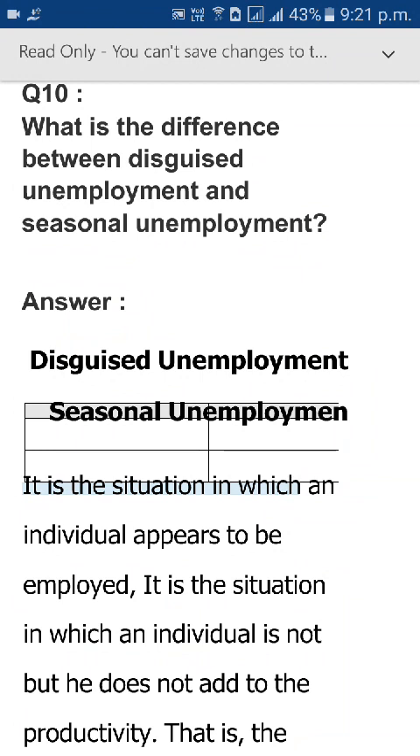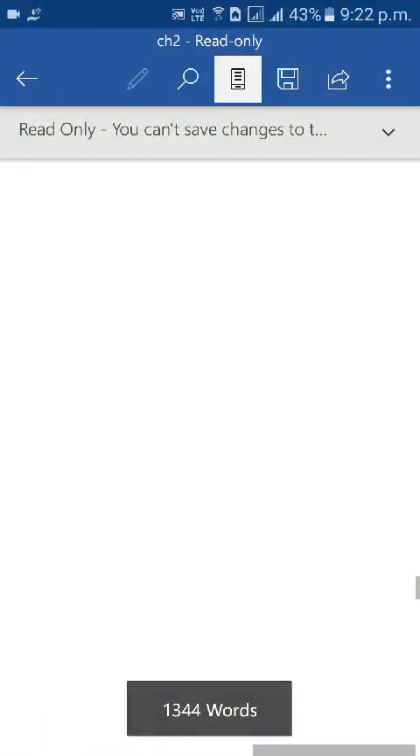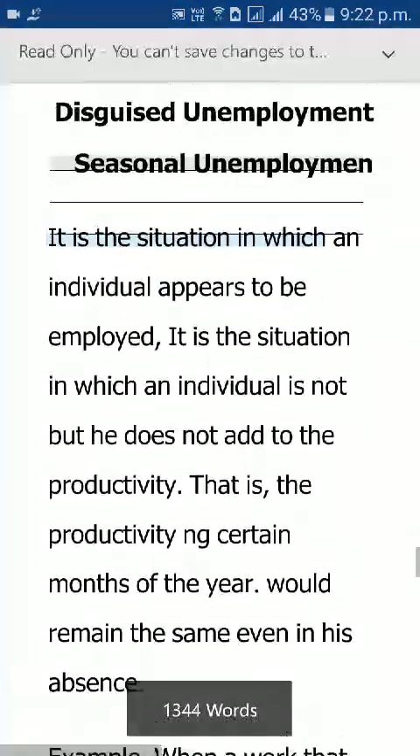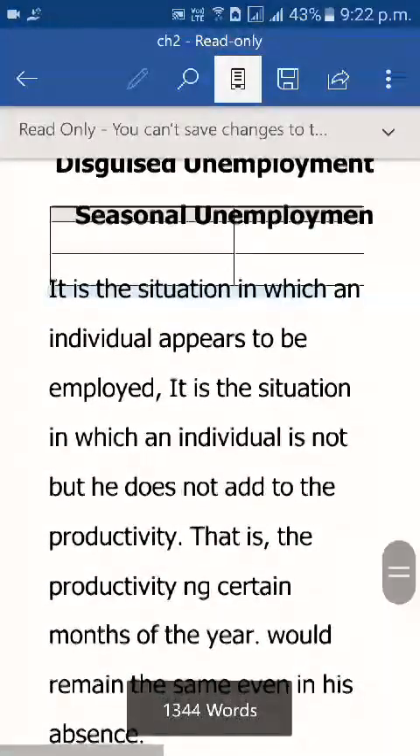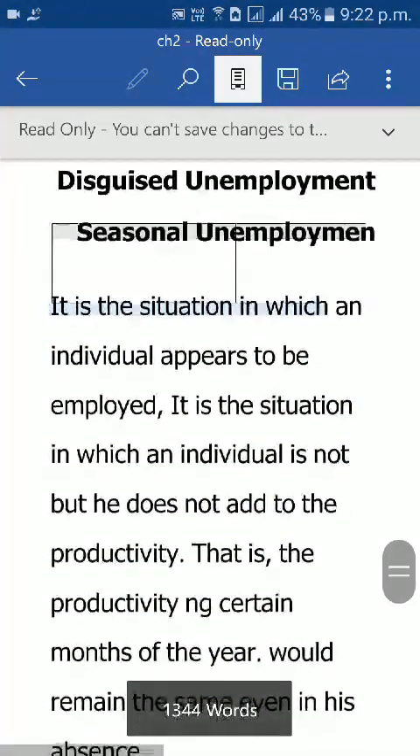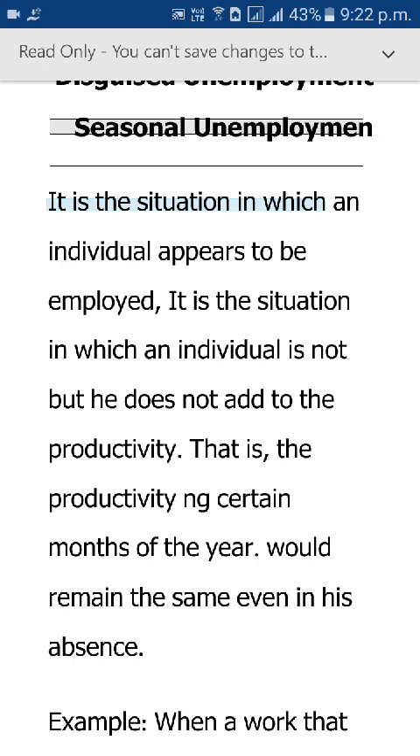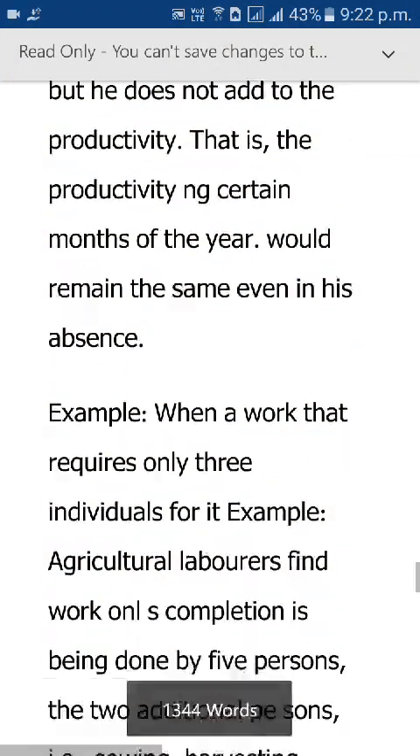The 10th one is, what is the difference between disguised unemployment and seasonal unemployment? Here, disguised and seasonal unemployment have been defined in different ways. First one is disguised: it is the situation in which an individual appears to be employed but he does not add to the productivity, that is, the productivity would remain the same even in his absence. The second one is seasonal: it is the situation in which an individual is unemployed in certain months of the year.